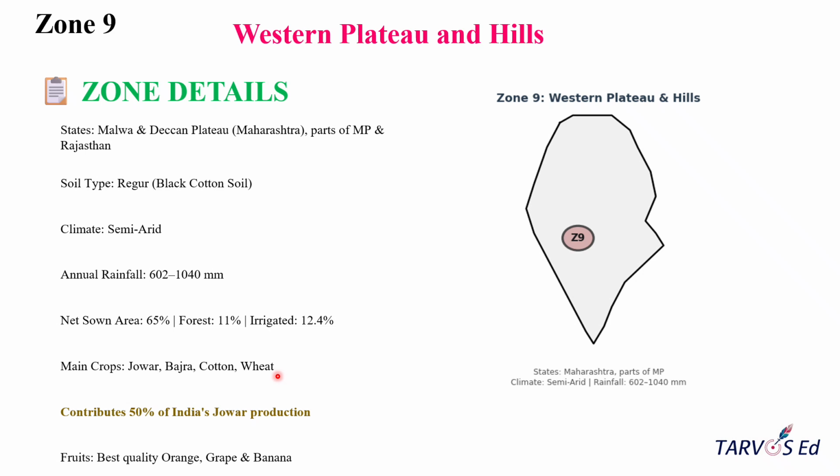Okay. In fact, this zone alone contributes 50 percent of India's jowar production. It's very important. It is also known for good jowar production in India. Okay, and this zone is also known for high quality fruits, especially orange, grapes, and bananas. So the net sown area is around 65%, out of which the forest area is 11% and irrigated is only 12.4%. Okay, so this zone is mainly for the production of gobar.